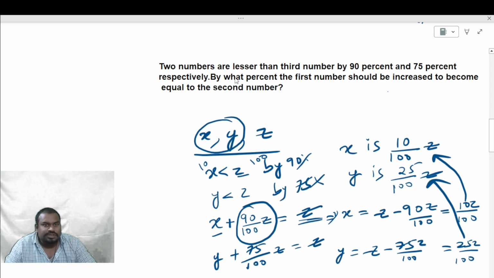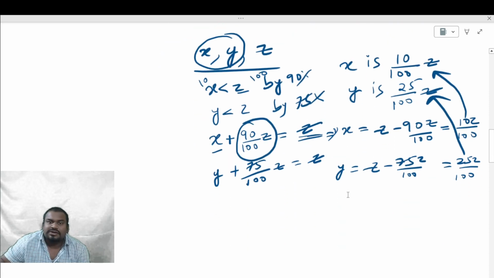So we got this respectively. By what percent the first number should be increased to become equal to the second number? By what percent the first number, means X, should be increased to become equal to the second number? So it means, what is the difference between X and Y? You just find out. That is nothing but the value you are supposed to add. Just convert that into percentage.